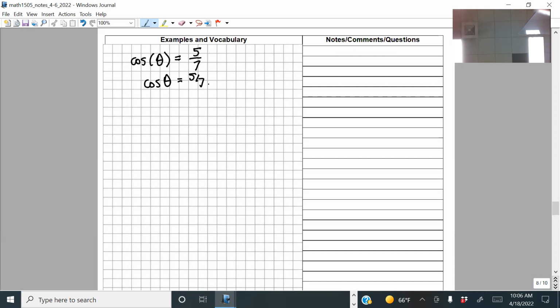So the key step here is you have to free the theta. This is the way I think of it.